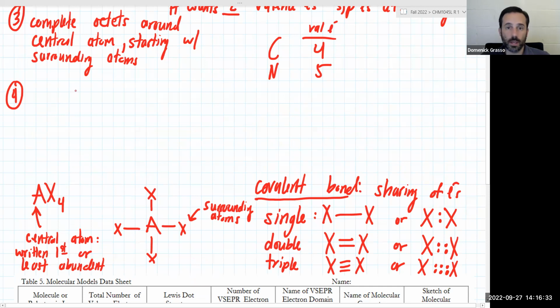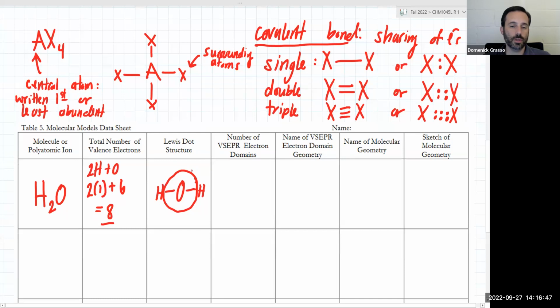If those surrounding atoms don't need electrons, any leftover electrons we've got go on the central atom. In this case, I've got 4 electrons on the board, and I've got 8 total, so I've got 4 more left over. Those 4 more left over go down in pairs.